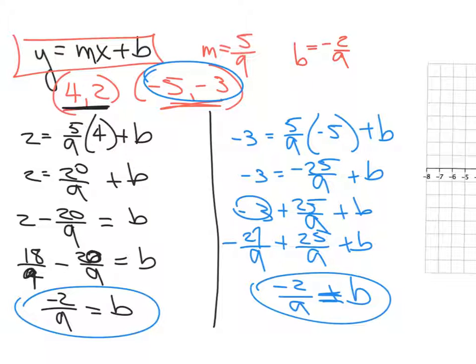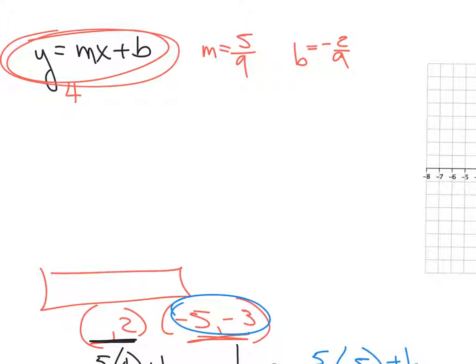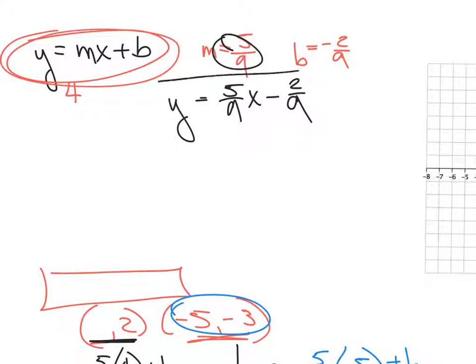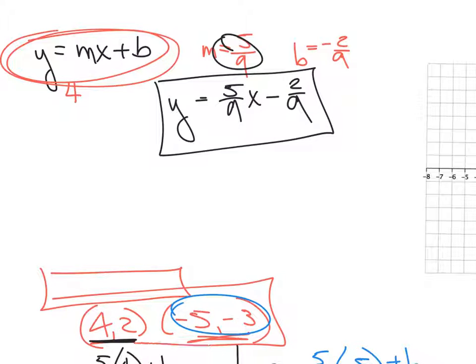Now if I use my y equals mx plus b right here, let's see what I get. Let's go ahead and get rid of some of this. Okay, so I just moved it out of the way there. So I'm going to write my equation, y equals 5/9 x minus 2 over 9. That is the equation of the line that goes through those 2 points that I had. Okay, and those 2 points, if you remember, are right here. Okay, those are the 2 points.